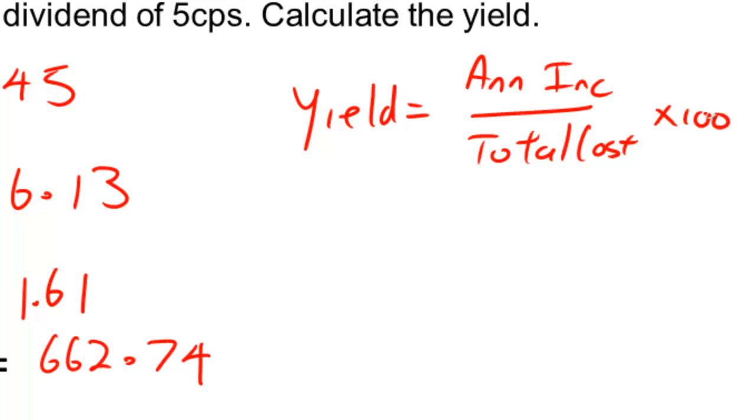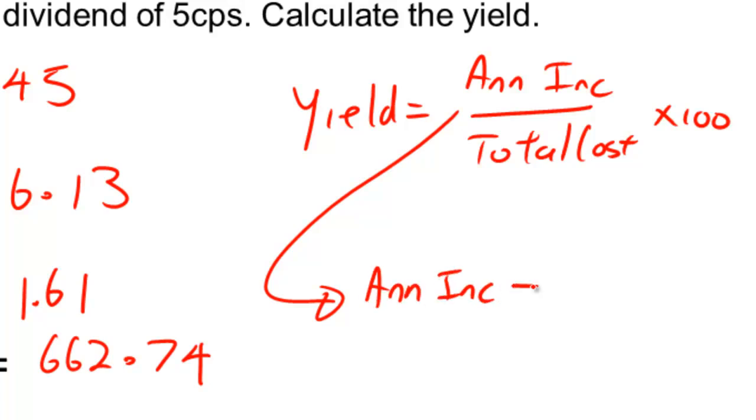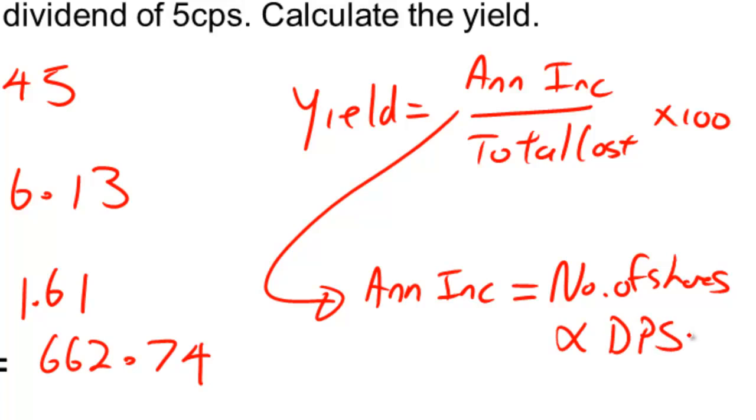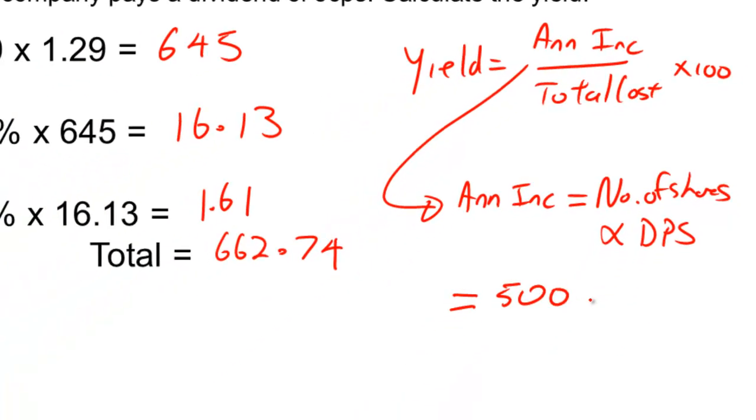times by 100. Now your annual income is how much money you make from the shares, and that comes in your dividend. So it's your number of shares times by your dividend per share. Dividend is just a division of the profit, and it's expressed in cents per share. So if you own 10 shares and it's 1 cent per share, you get 10 cents. So in this case, the number of shares that we own is 500. Dividend per share is 5 cents. So therefore our annual income is going to be 500 times 0.05, which is $75.